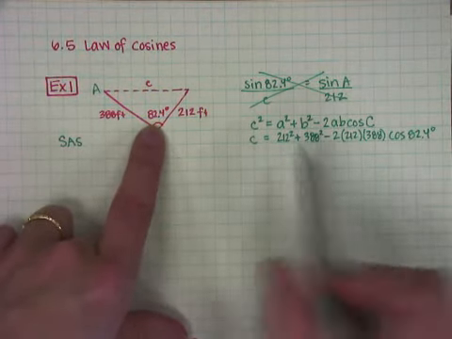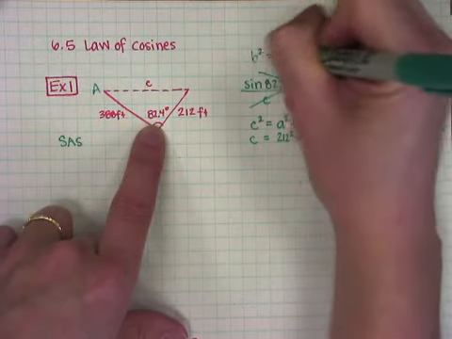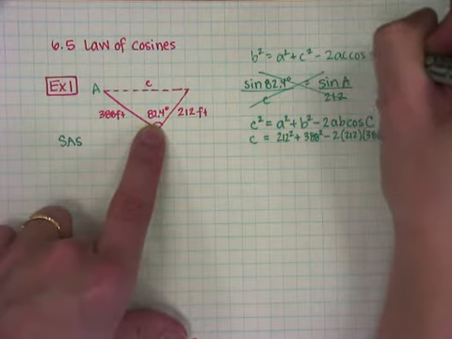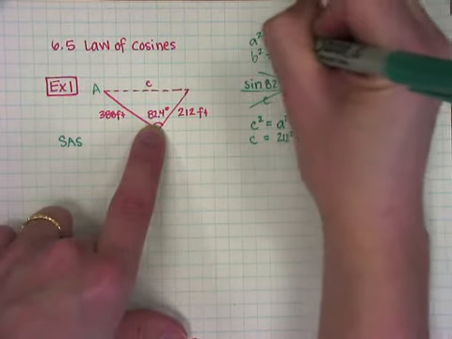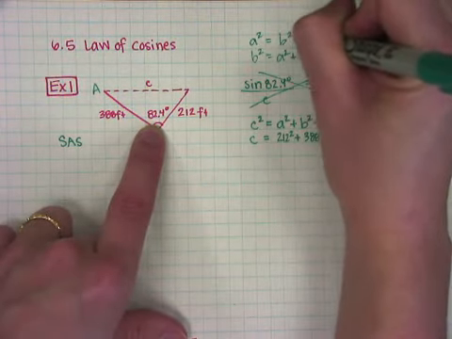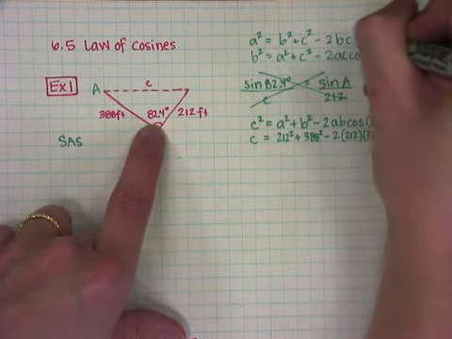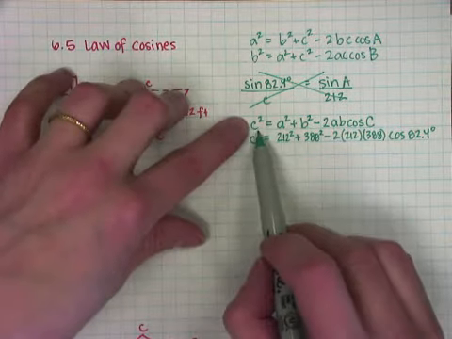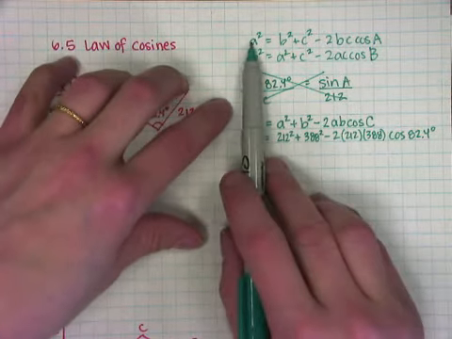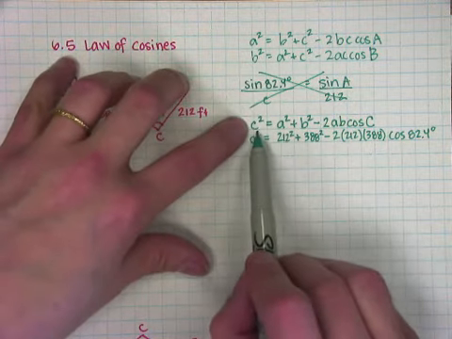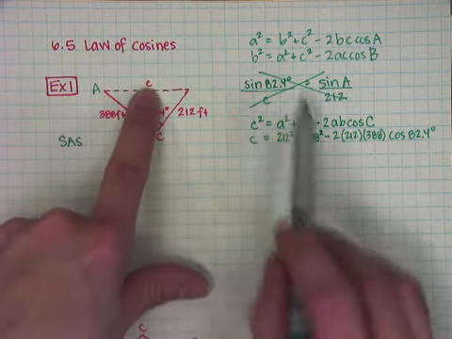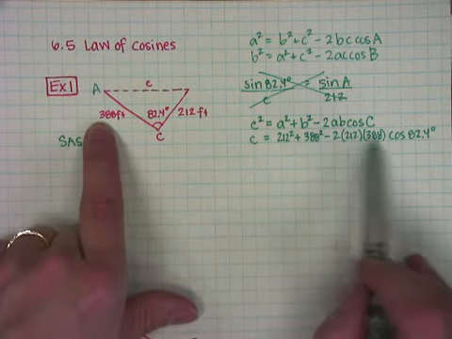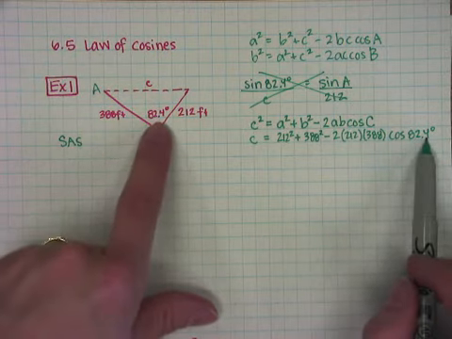Now the reason I say there are 3 versions of this: you could also say that b squared equals a squared plus c squared minus 2ac cosine B, and a squared equals b squared plus c squared minus 2bc cosine A. These are all variations of the same equation, basically. It just depends on whether you're solving for side a, side b, or side c. No matter what you're solving for, it's always going to be the 2 sides that are given, squared each, minus 2 times each of those sides, times the cosine of the included angle, the angle in between them.